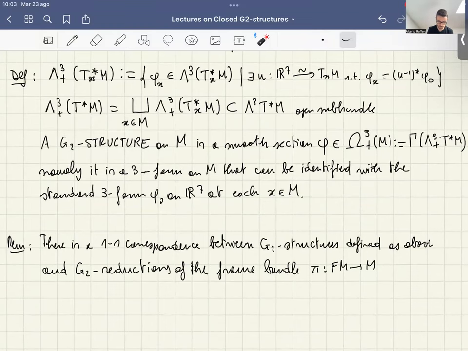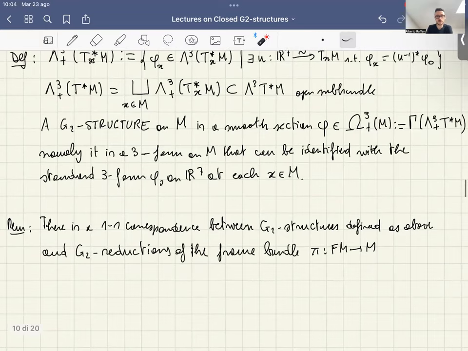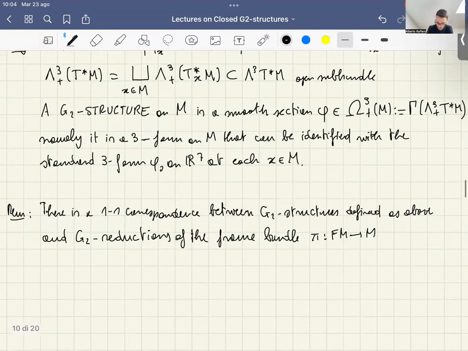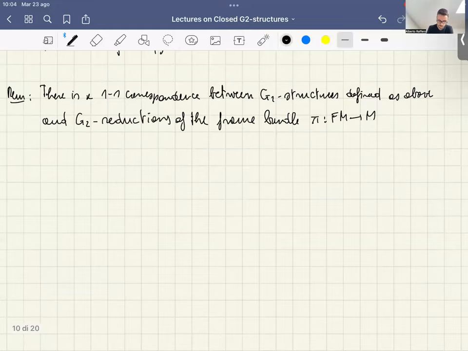So in particular, this is, if you want, a non-canonical definition of a G2 structure, as in general, when you have a smooth manifold with the frame bundle, you talk about a G structure as a G reduction of the frame bundle to some principal G subbundle, where G is some closed subgroup of the general linear group. But actually, these two definitions turn out to be equivalent. In particular, you have a one-to-one correspondence between G2 structures defined in this way and G2 reductions of the frame bundle of the manifold.